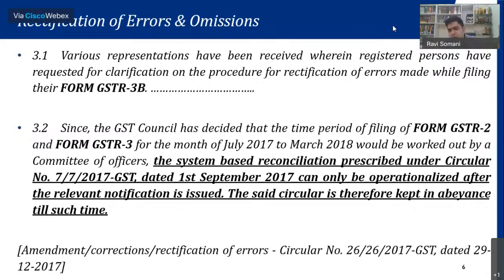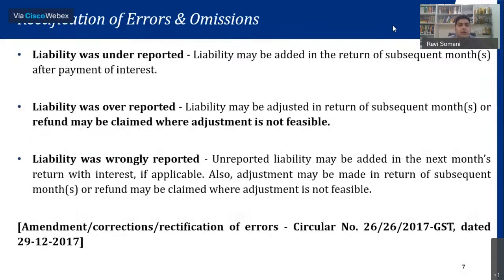Initially, they issued one more circular in September 2017, circular number 7, where they told that you cannot rectify anything in GSTR 1 and 2. All the rectifications must only be done in GSTR 3 as and when it comes. But then that circular was never operationalized. After the relevant notification was done, that circular was totally kept in abeyance. And till now, I think today the entire thing has met its death.